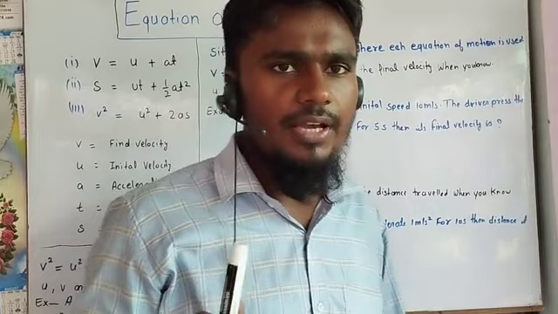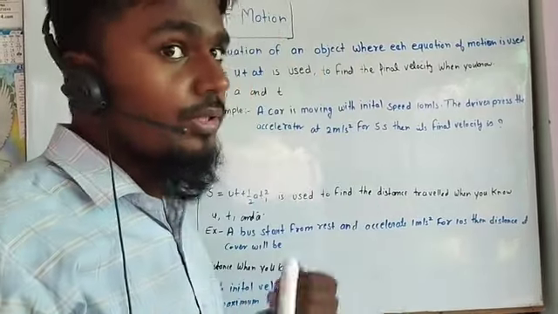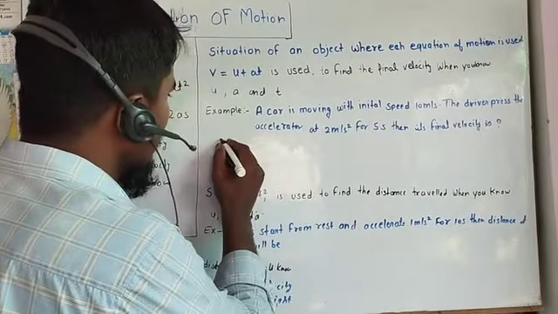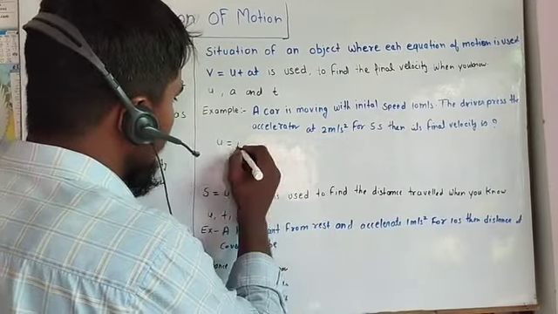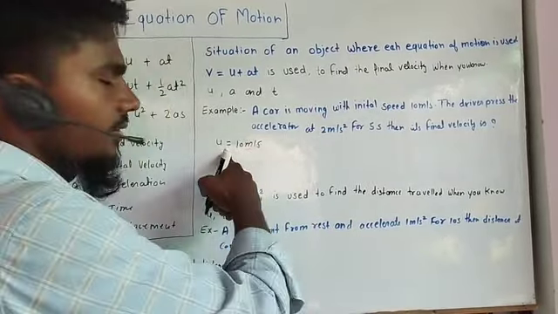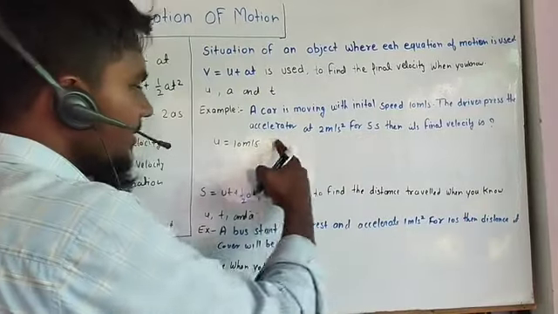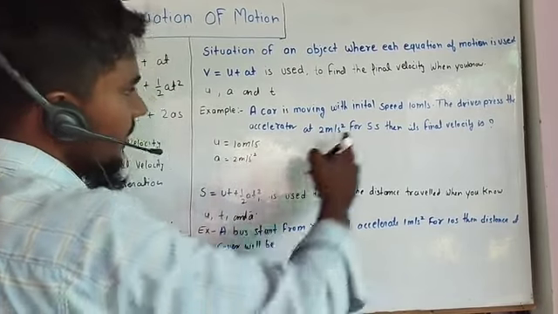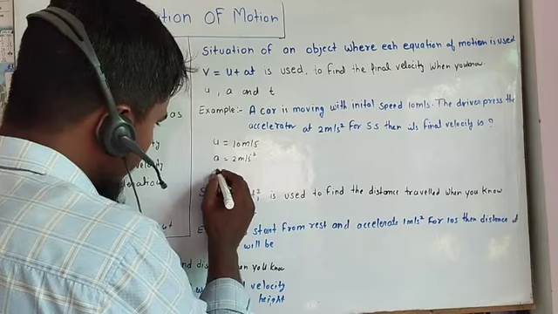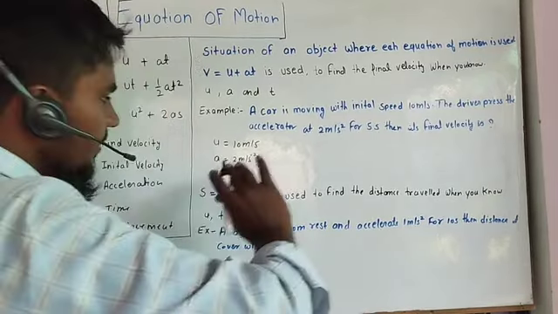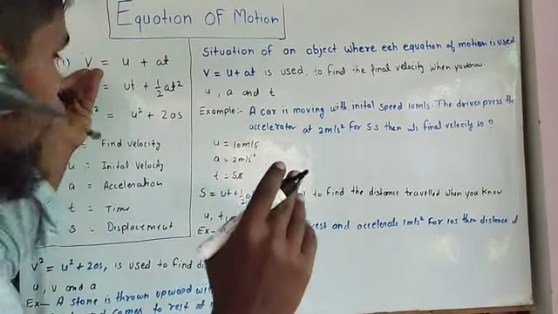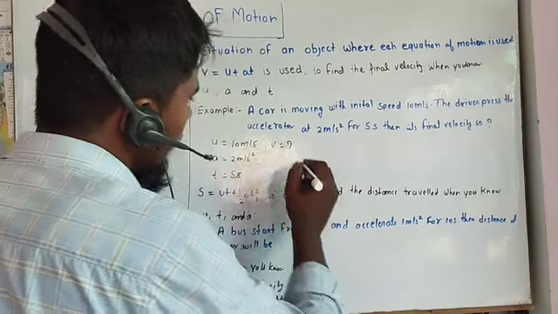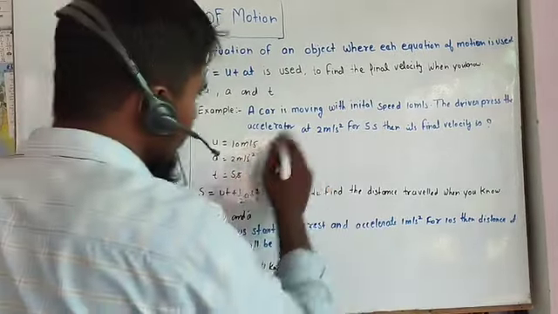First of all, remember to note down the parameters given in the question. Here a car is moving with initial velocity, so u is equal to 10 meter per second. The driver presses the accelerator, so a is equal to 2 meter per second square, for 5 seconds, so t is equal to 5 seconds. Now we will use this formula, because we have to find v.